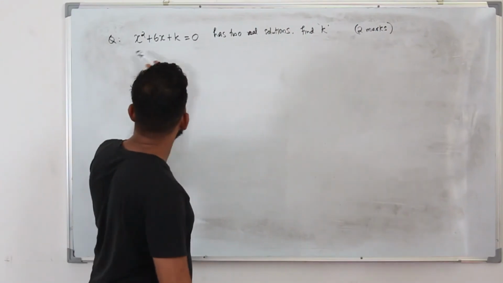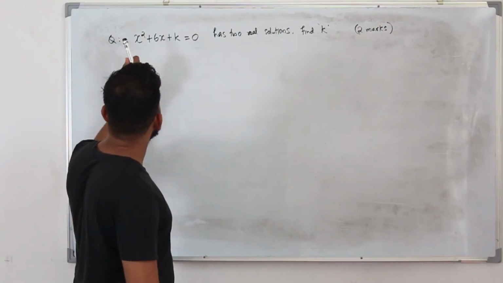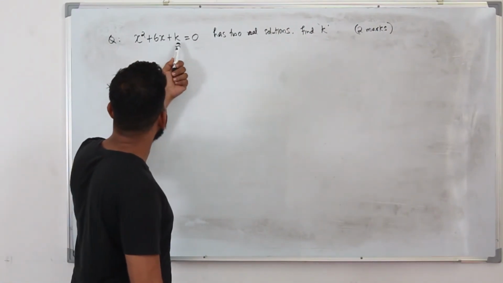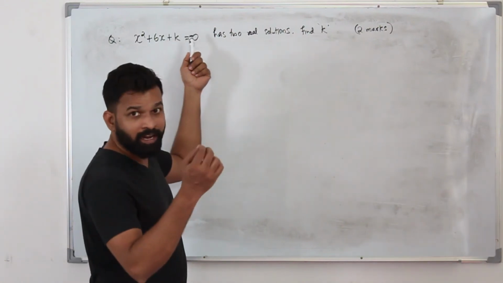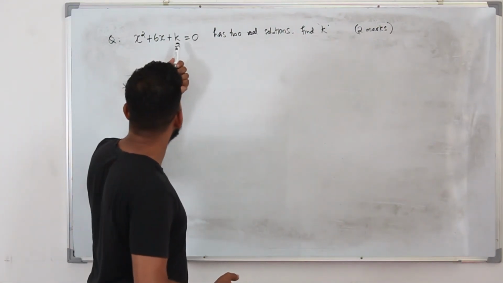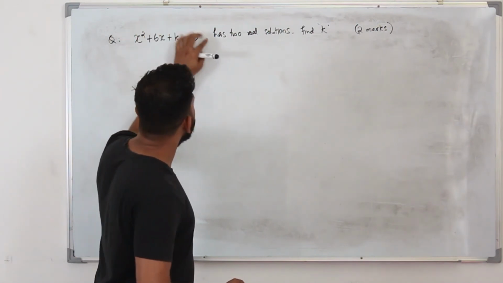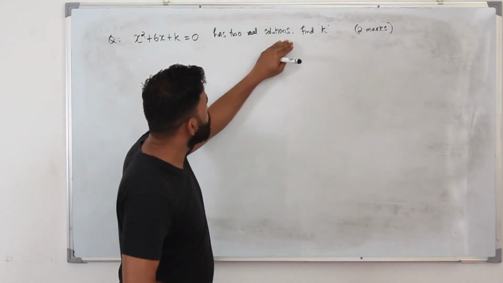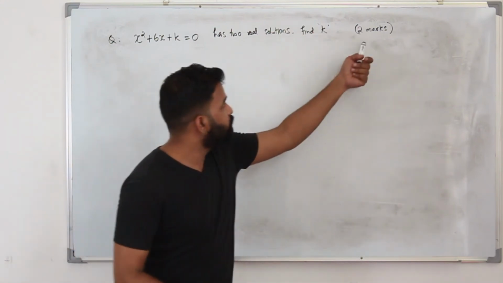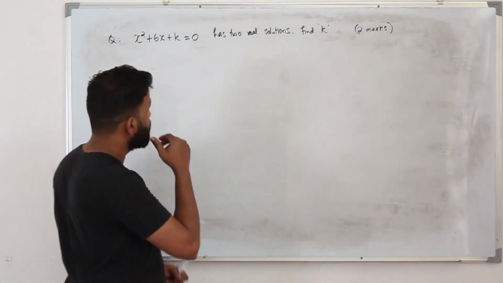Okay, this is your textbook question. You are given a quadratic equation x square plus 6x plus k. Here it is supposed to be a real number, but they have given you a constant k. And this equation has two real solutions. So find k. This question has 2 marks only.